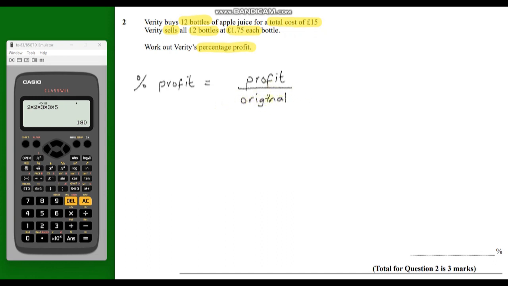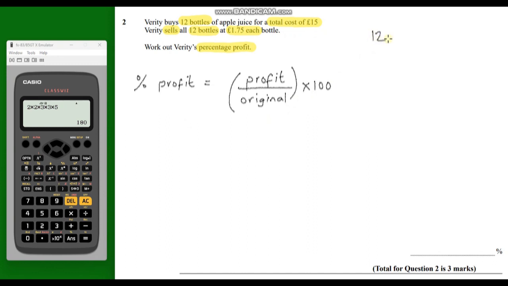And then that will just give us a fraction of the profit, but we want to work out the percentage profit. So all we need to do is just multiply that by 100. So to work out the profit, we just need to work out the difference between what she buys them for and what she sells them for. Well, she buys them for £15, we can see that there. What she sells them for, she sells them at 12 bottles at £1.75 each. So the total amount that she sells them for, we need to multiply.